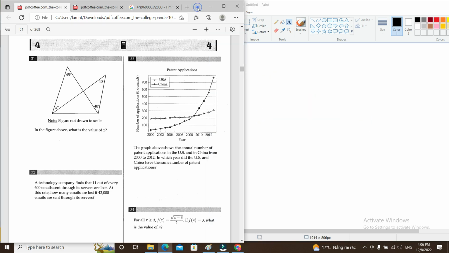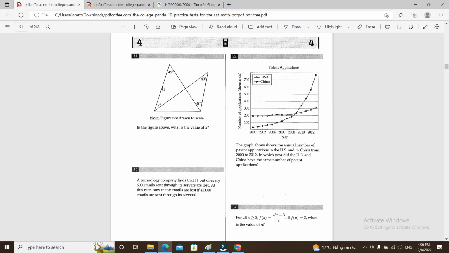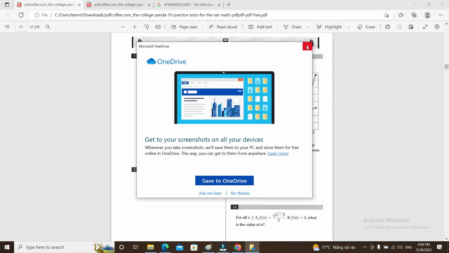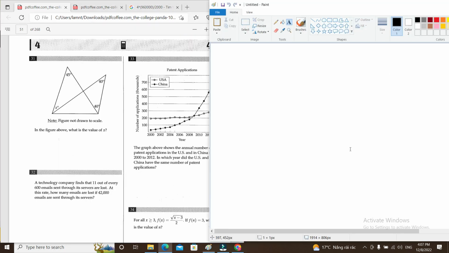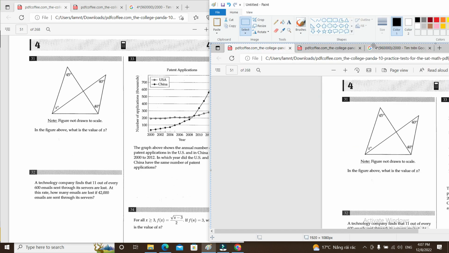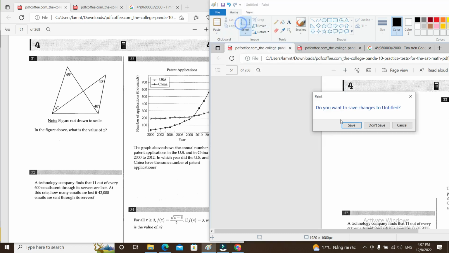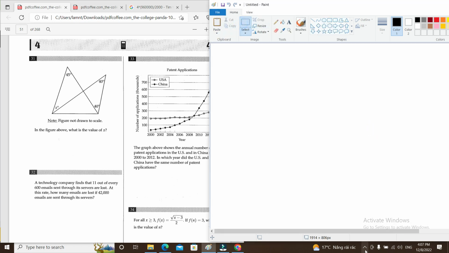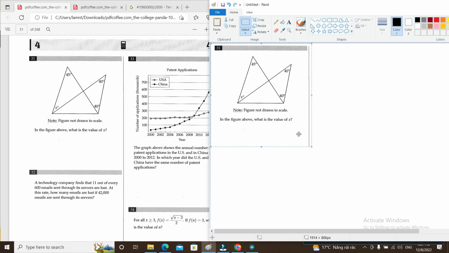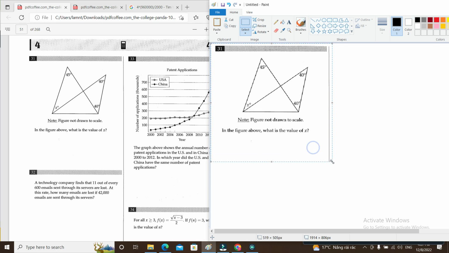First of all, for this geometric problem, let's take a screenshot of the image. I will put it in Paint to solve it together with you. Alright, so here's our image. Okay, I might just cut it and crop it. Alright. Okay, so number 31, they asked us about the value of x in this case.